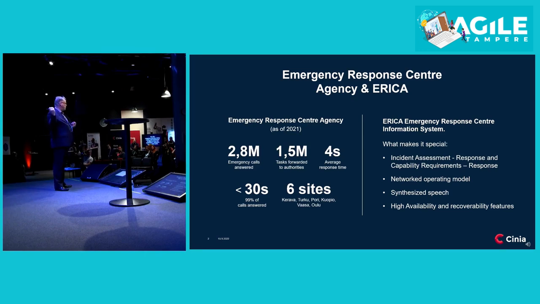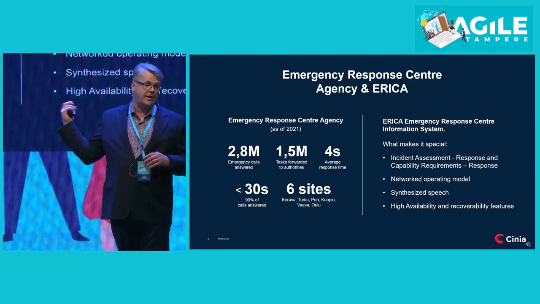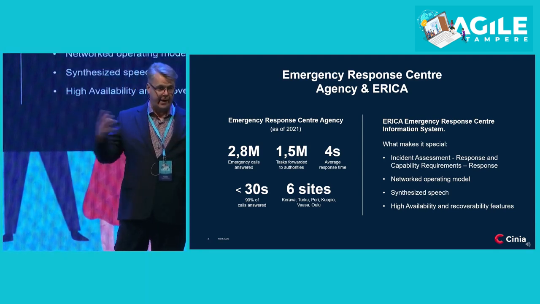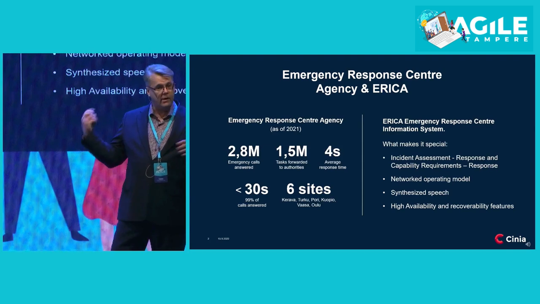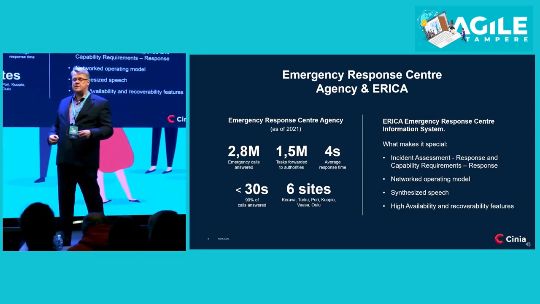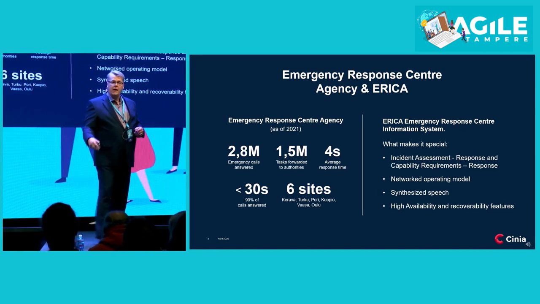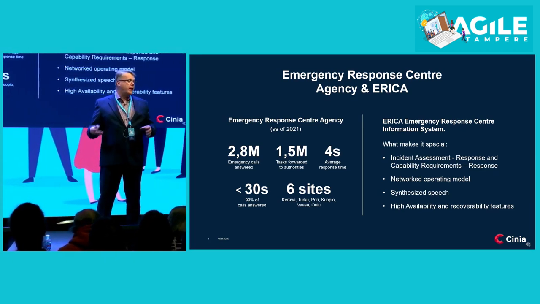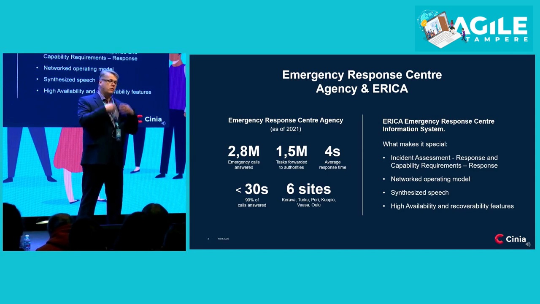The authorities providing the information about the incidents include police, rescue, emergency, social services, and also the frontier guard, which is available there as units. So in Erika, you can see all the units from the frontier guard as well, because in some places, in the border areas, that is most likely the first authority to come to the incident location.